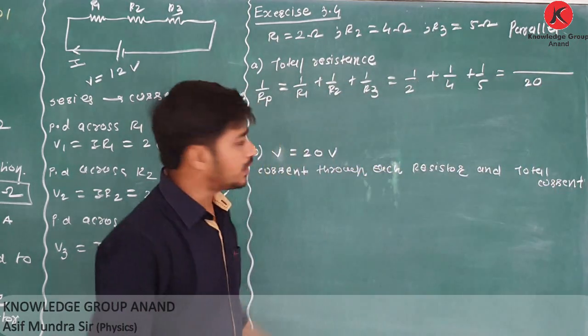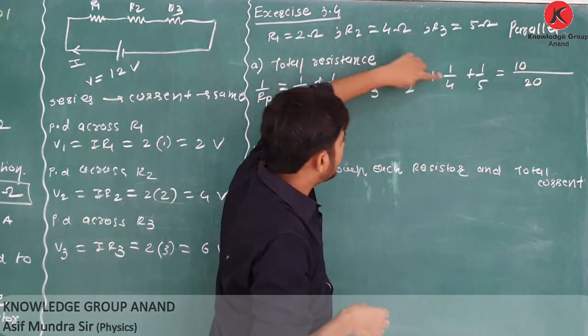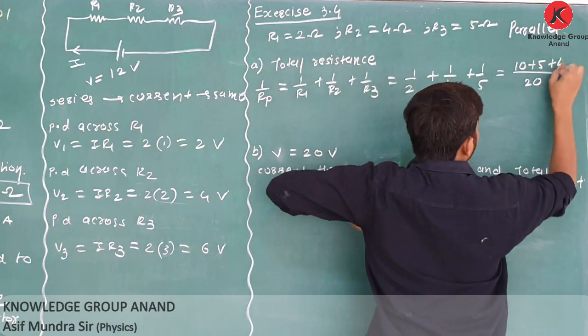Take LCM 20. Here it is 2. Then 2 multiply 10. Yes or no? As here it is 4, you have to multiply with 5. As here it is 5, you have to multiply with 4.